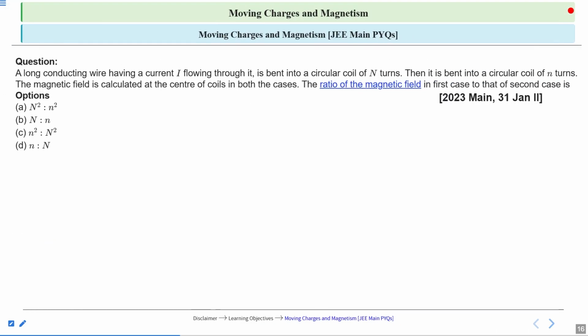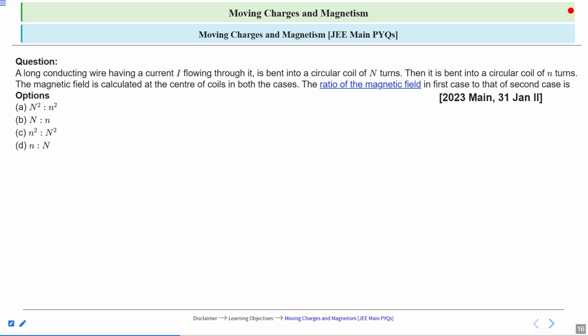Next question. A long conducting wire having a current I flowing through it is bent into a circular coil of capital N turns. Then it is bent into a circular coil of small n turns. So two situations, two cases are given. In the first case, a long conducting wire carrying current I is bent in the form of a circular coil of capital N turns. Then it is bent again in the form of a circular coil, but of small n turns.